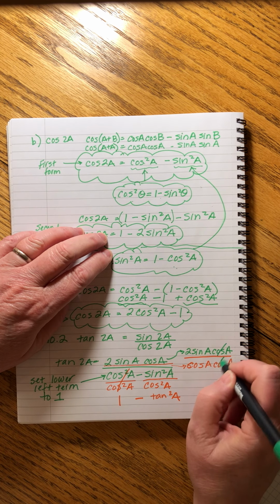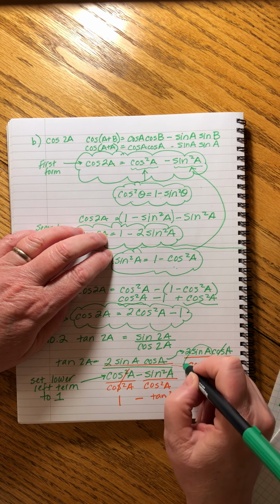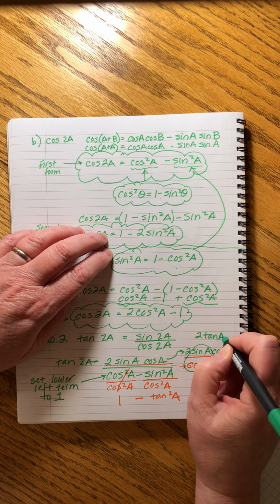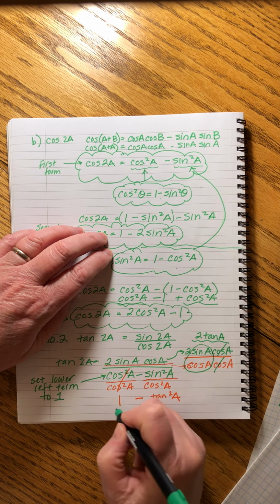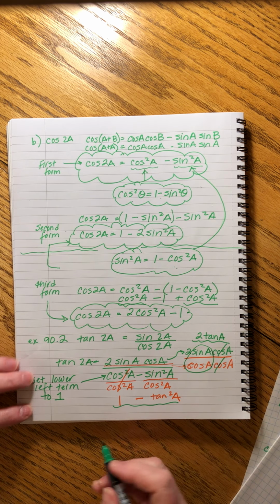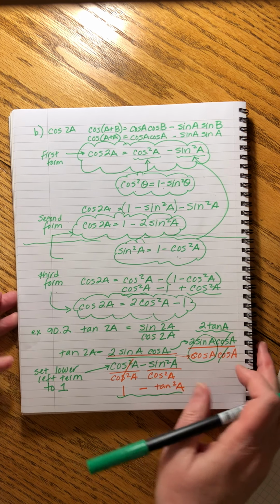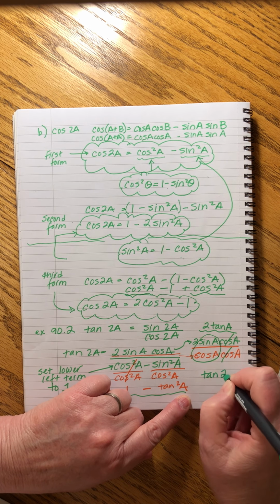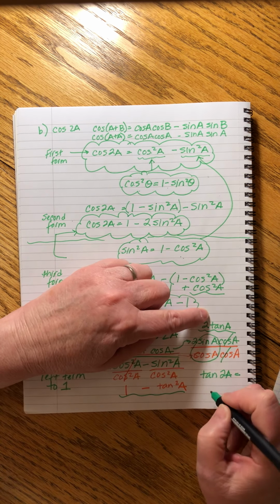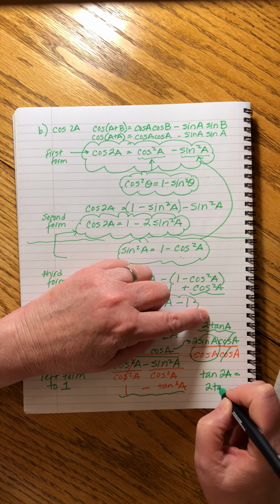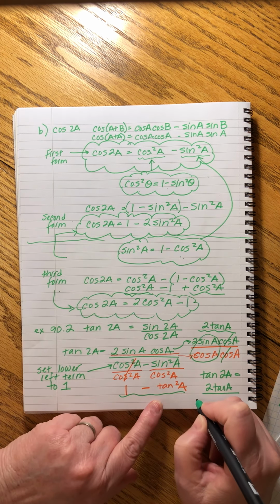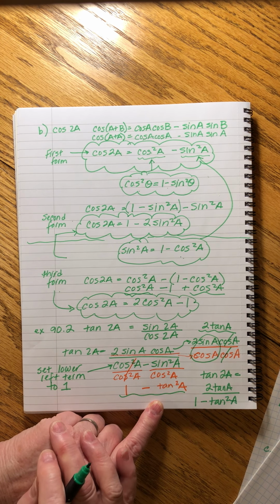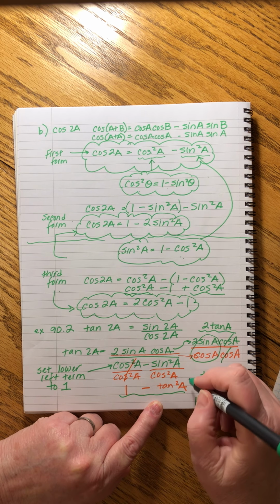Now look, this becomes 2 times the tangent of A. That's the numerator. This is the denominator. So we can say, I'll write it right here. The tangent of 2A equals 2 tangent of A over 1 minus tangent squared A. Yay, that's right. All right?